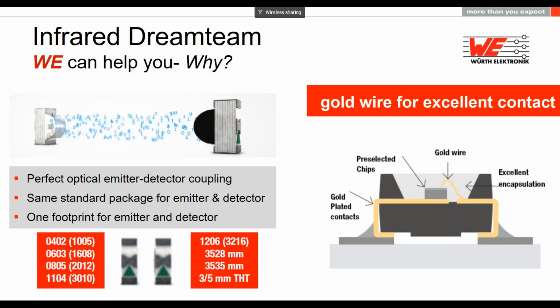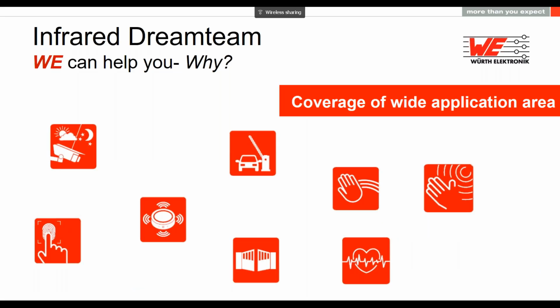And our products are built with a look at excellent parameters and excellent material quality. We use gold plated contacts, we use gold wire. Our chips are pre-selected for a very small deviation between the product on the single reel and the single package, and we have an excellent encapsulation part. So when choosing a Würth Elektronik product, you know that we have the best products.